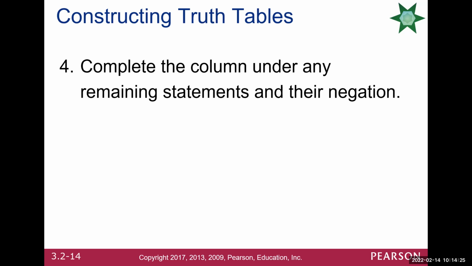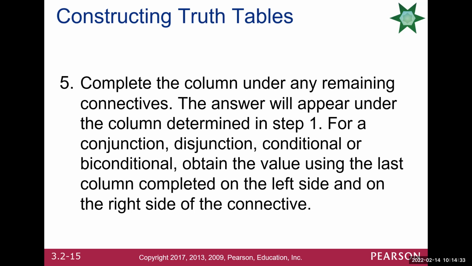So complete the column under any remaining statements and their negation. It's just kind of going over how there are multiple steps to do this. So complete the column under any remaining connectives. The answer will appear under the column determined in step 1. And again, right now it's just a whole bunch of words and it doesn't really make any sense, but it will, I promise. So for the conjunction, disjunction, conditional, or biconditional, we'll obtain the value using the last column completed on the left side and on the right side of the connective. Again, right now you're like, I have no clue what language she's even speaking. I promise it should get a little bit easier.